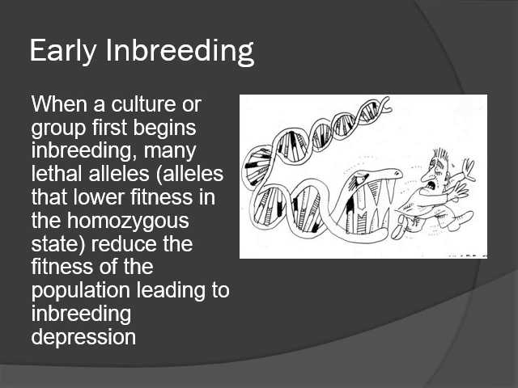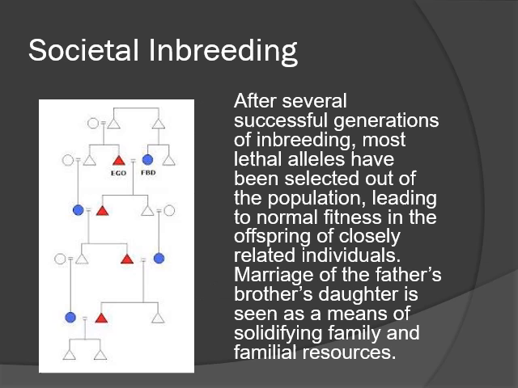Inbreeding was a big thing, and it still is a big thing in many other countries. Societal inbreeding, yes, you've gotten rid of those lethal alleles, but it's used for keeping property in the family. Does that make sense? You own something. You have a daughter. You want your stuff to stay in the family, so your daughter marries your brother. And that keeps everything in the family line. I know you're all totally disgusted by that, but it's called societal inbreeding. And it's just the idea that different cultures have different taboos.